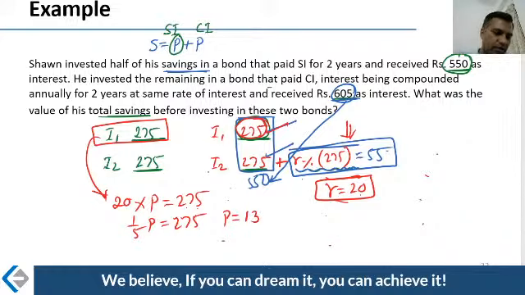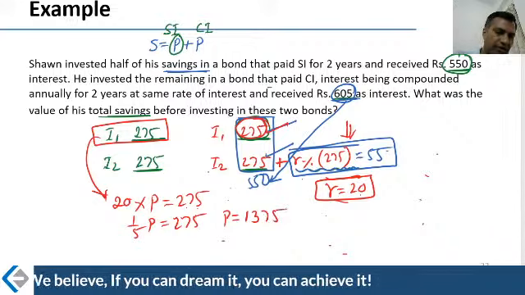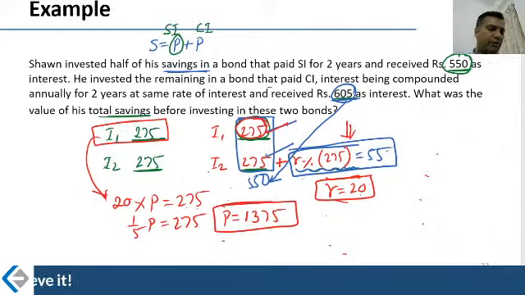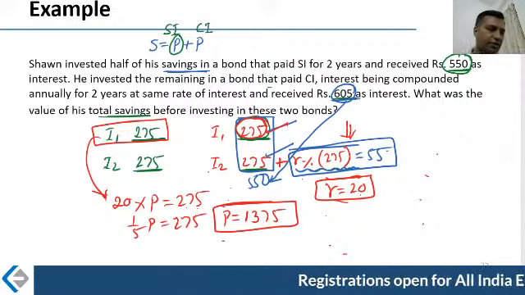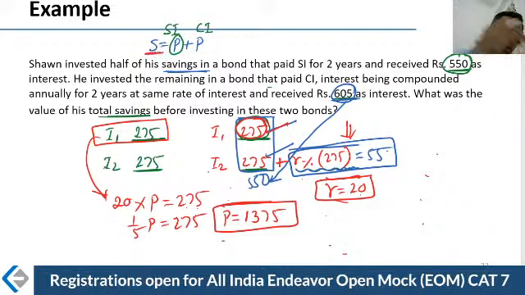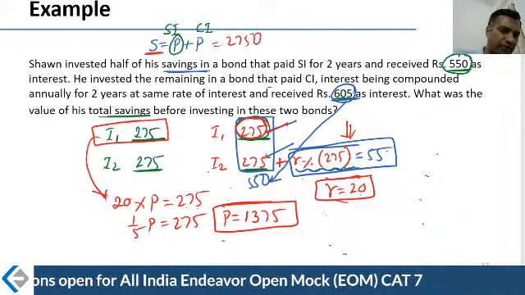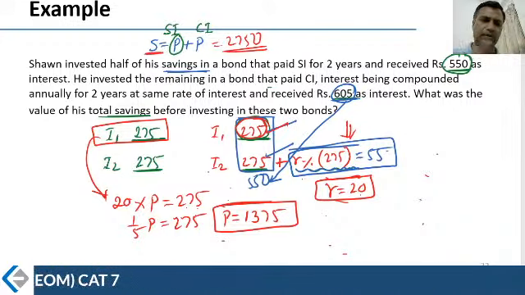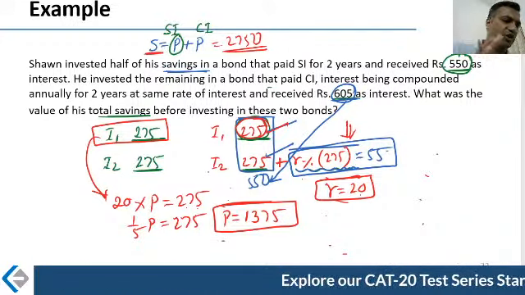Principal is nothing but 1375. This is the principal. 1375 was the principal, and 1375 is the principal. What is this total savings? Therefore, 2 times the principal. All right, 2 times the principal, therefore you are saying that it is nothing but 2750. That is the amount we started with. Simple question. The structure has to be in your mind to solve this.